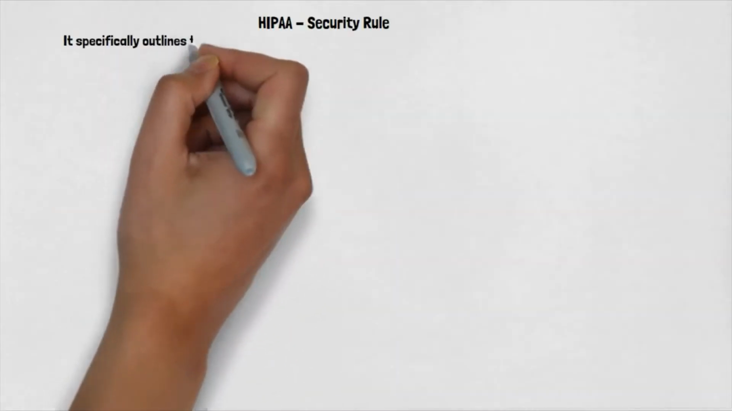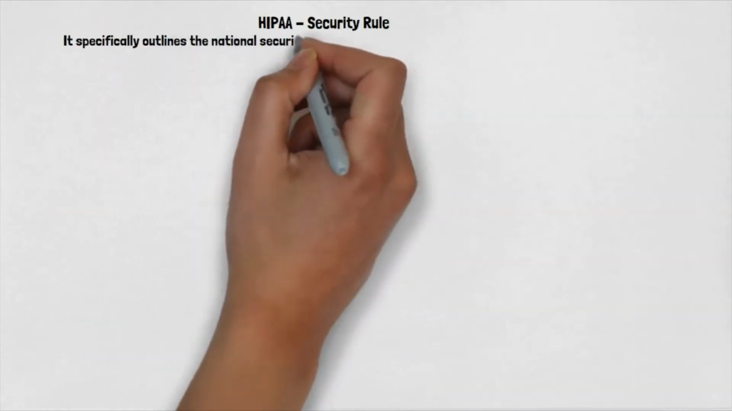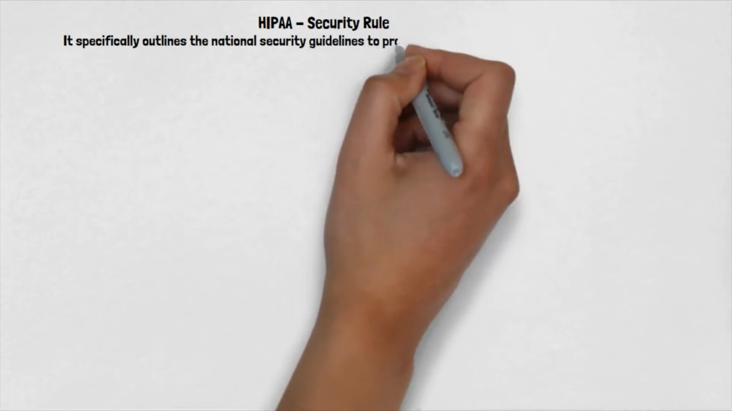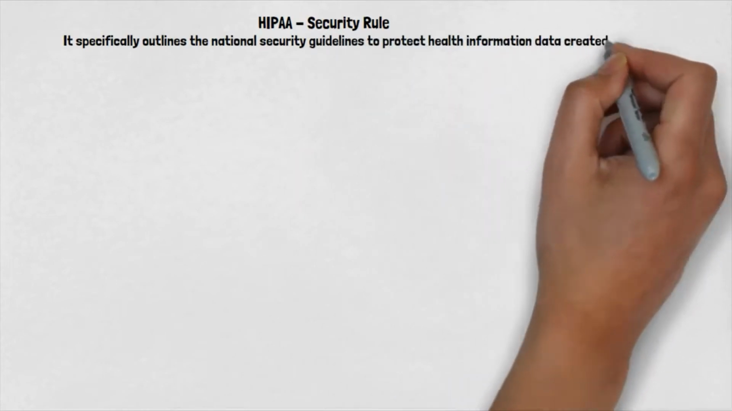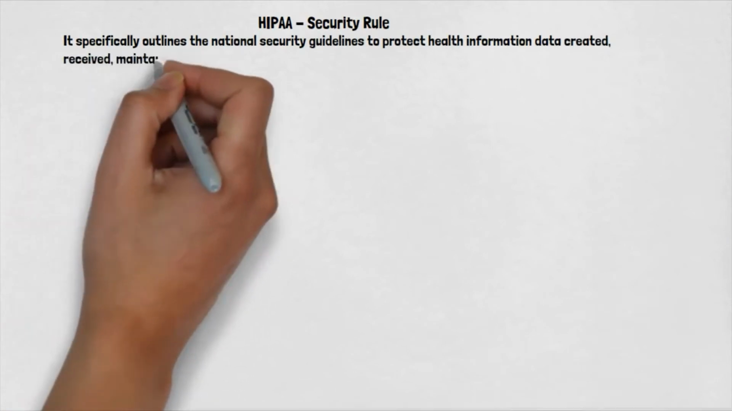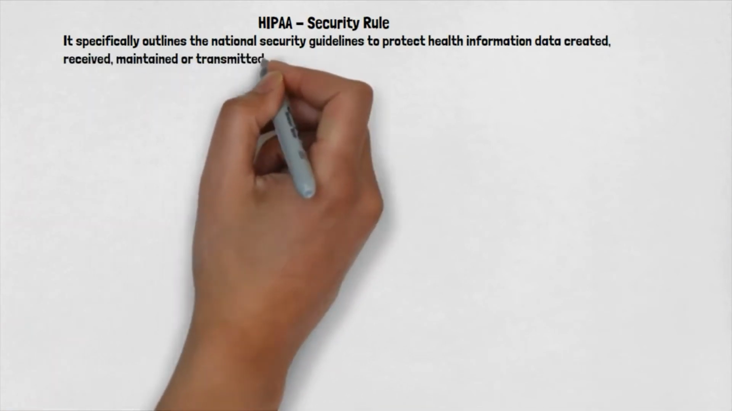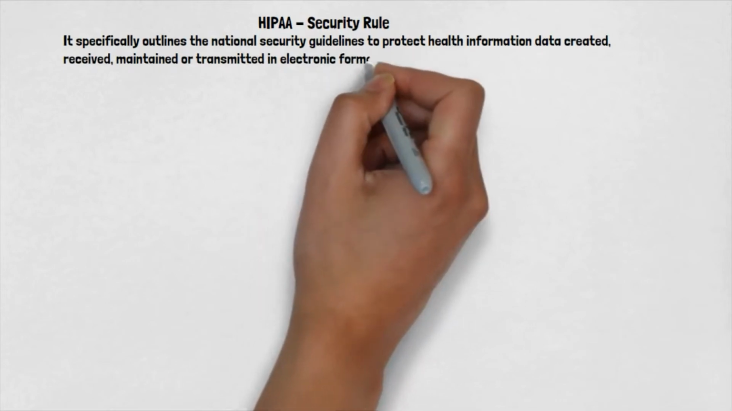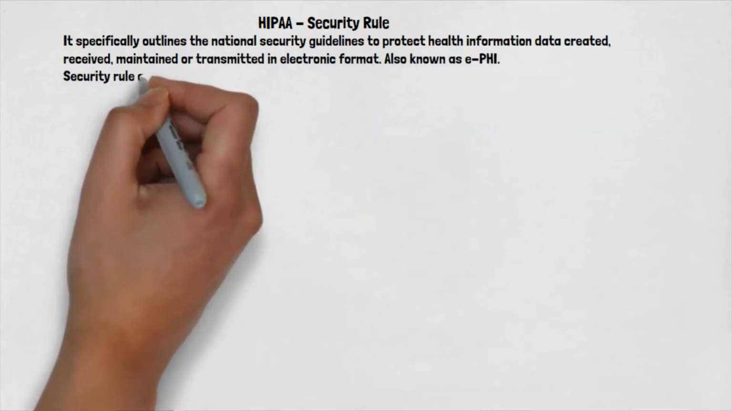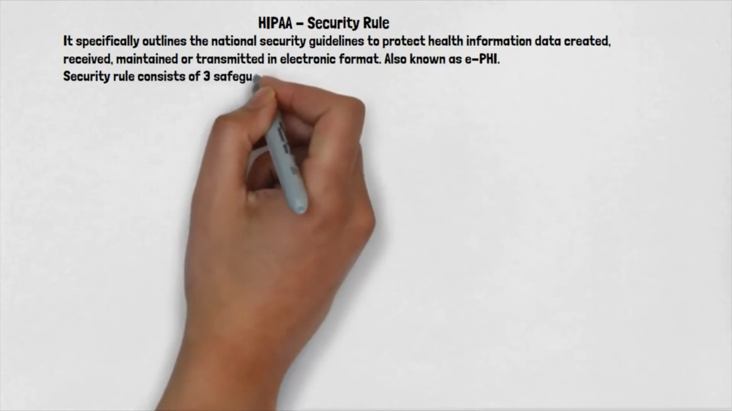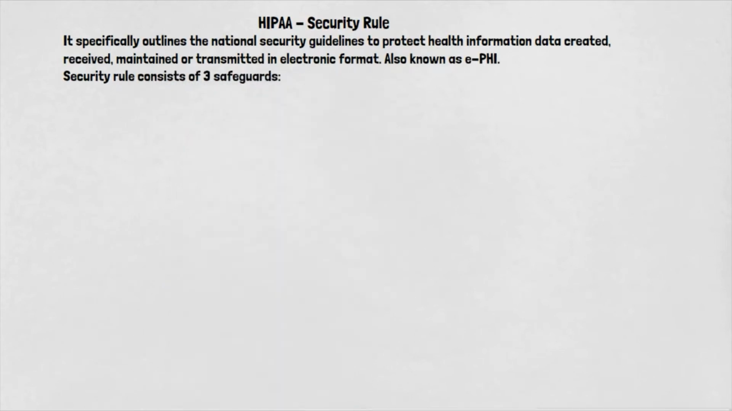Let's discuss the HIPAA Security Rule. The HIPAA Security Rule specifically outlines the national security guidelines to protect health information data created, received, maintained, or transmitted in electronic format, also known as ePHI. The Security Rule mainly focuses on PHI which is maintained and transmitted in electronic format.